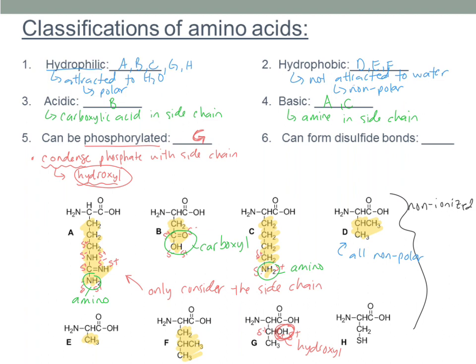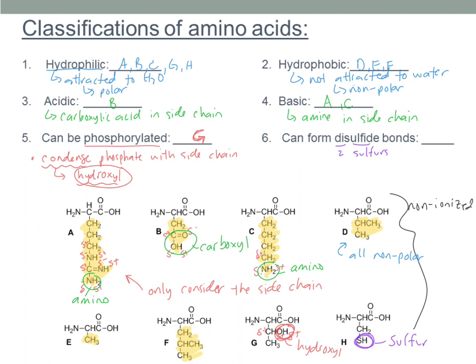So now what do I mean by can it form a disulfide bond? Disulfide, just as the name implies, we're talking about two sulfurs. And so obviously we need some side chain that has sulfur in it, which the only one in this case is H, because here we have a sulfur.